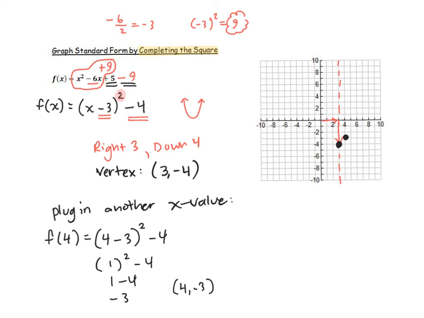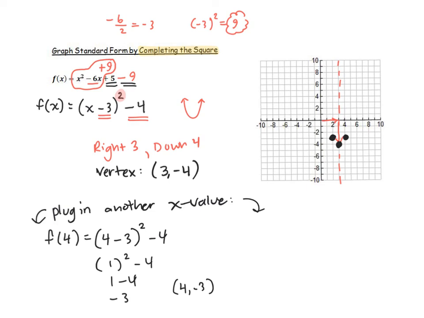Now, with quadratics, we know that they're symmetric. So if 4, -3 is on my graph, then a reflection of 4, -3, one value away from my axis of symmetry in the other direction, will be another point. So there's my third point, and that is enough to graph. You have 3 points. But if you wanted to plug in another x value, you certainly could. I'm just going to do another one just for the heck of it.